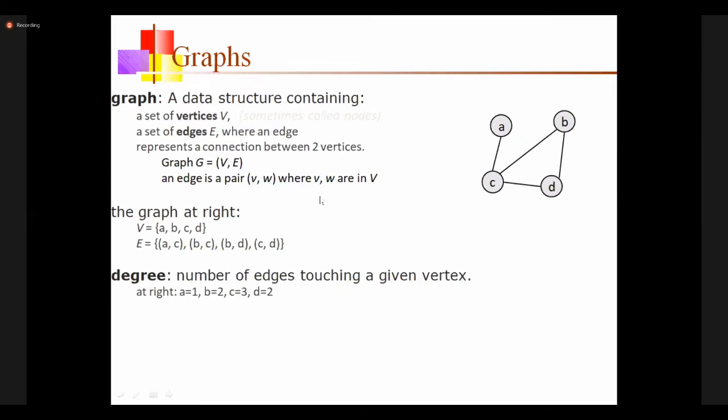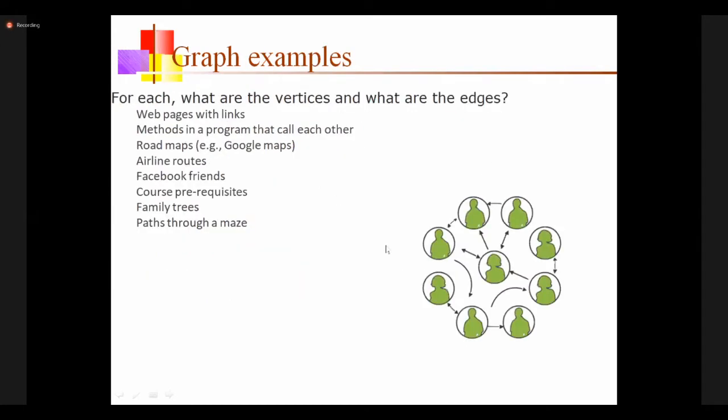Going to the next slide. These are examples where we can use graphs: web pages with links, methods in a program that call each other, road maps like Google Maps, airline routes, Facebook friends, course prerequisites, family trees, paths in a maze game. These are the applications of graphs.